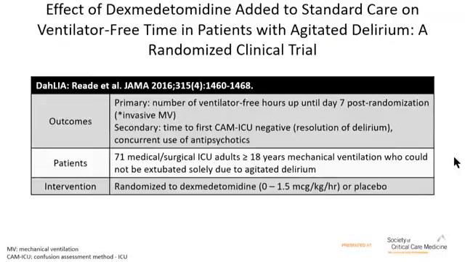However, we lost the haloperidol comparator arm, so this was dexmedetomidine compared to placebo. So this is in addition to standard care. So patients were being treated according to the standard up until the point where their agitated delirium was precluding extubation. Other key, there were many secondary endpoints, but key for us here is time to first negative CAM ICU, as well as concurrent use of other antipsychotics.